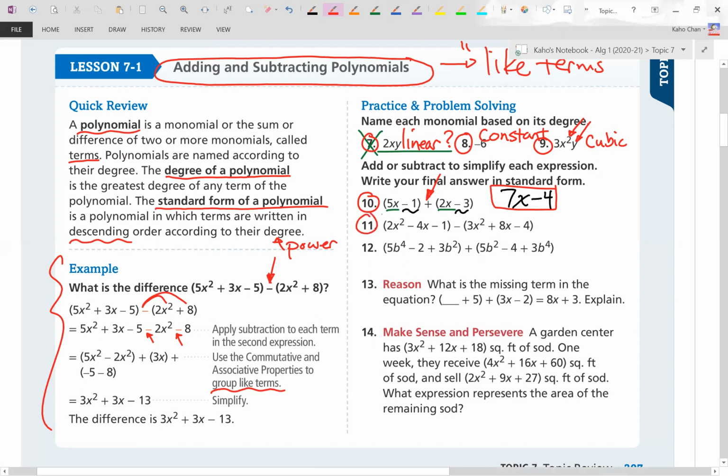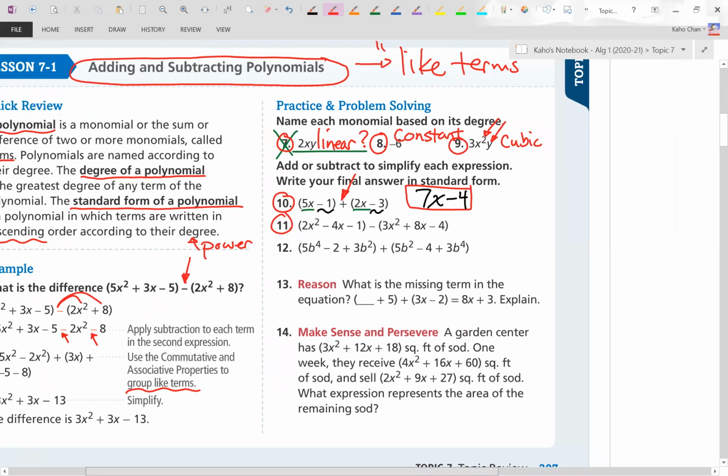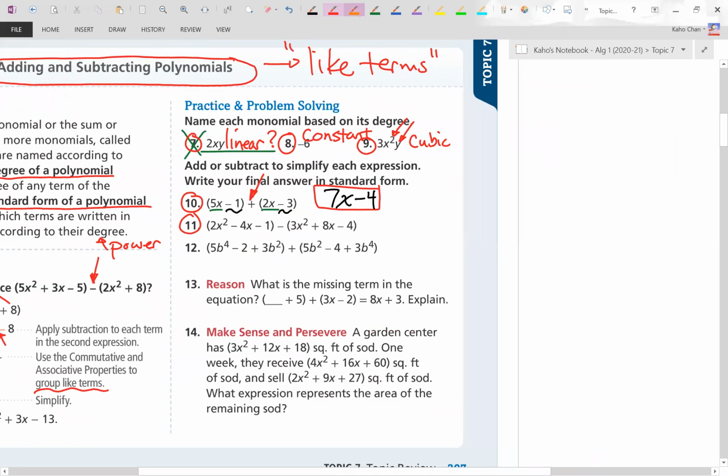Number 11. We're doing subtraction, so you got to be a little more careful here. We're going to distribute that minus sign to the back half of this parentheses. So I'm going to rewrite the problem. First polynomial stays the same. Second polynomial preceded by a minus sign becomes minus 3x squared minus 8x, and negative times negative is positive 4. From here, I'm going to go ahead and combine like terms.